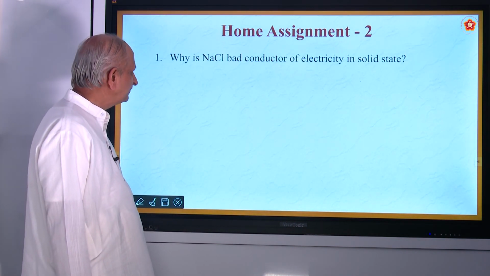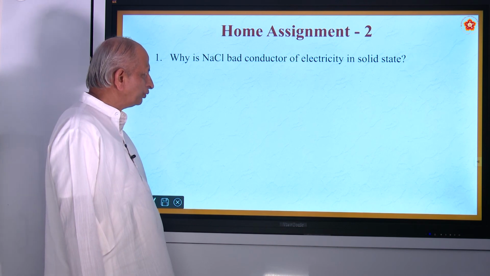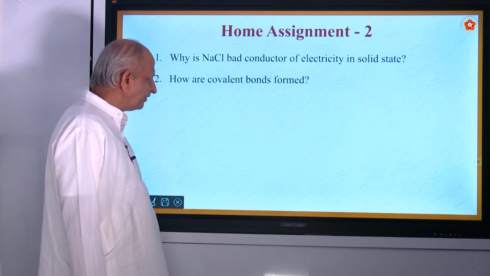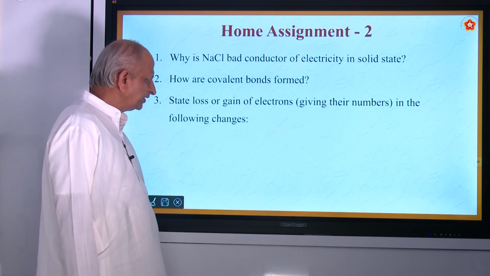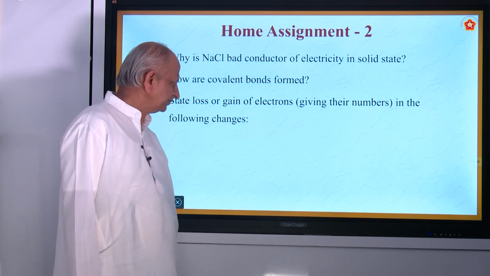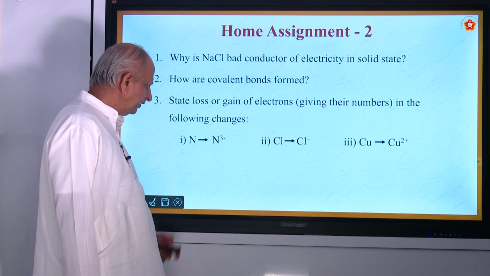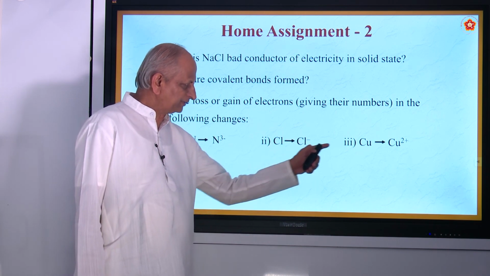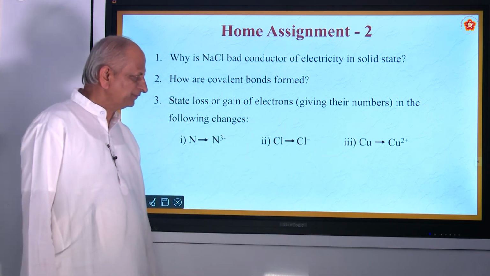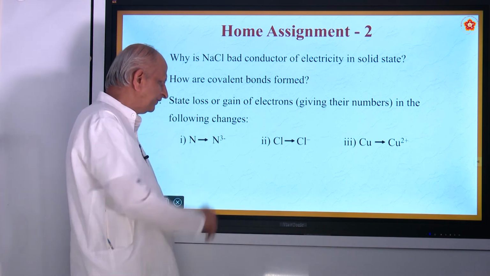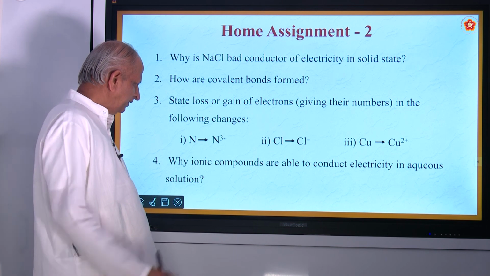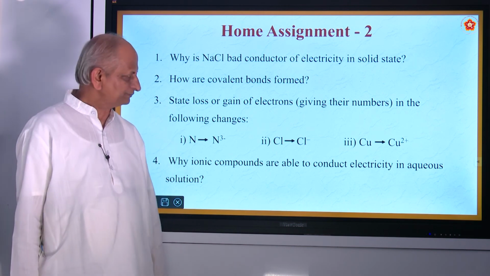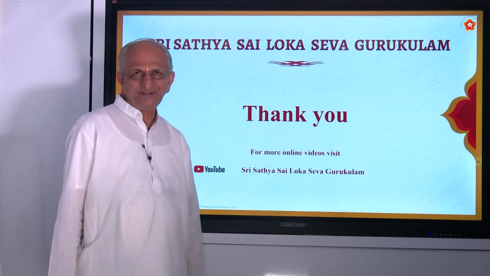Now coming to home assignments. Why is NaCl, or sodium chloride, a bad conductor of electricity in solid state? How are covalent bonds formed? State loss or gain of electrons, giving their number, in the following changes. N, nitrogen gives N3-. Cl gives Cl-. Cu gives Cu2+. You must tell, is it gain of electrons or loss of electrons? And then the last question, why are ionic compounds able to conduct electricity in aqueous solution? Okay, come prepared. Thank you.